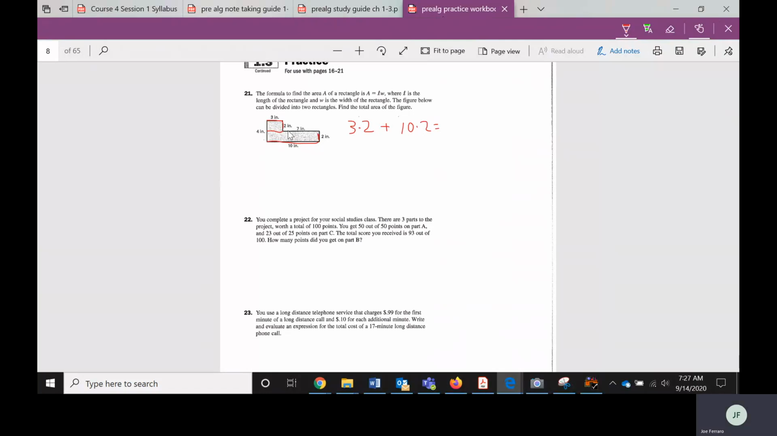Okay. Now you could have set it up where you draw it here, and then your two rectangles would be different. You'd have a 3 by 4, and then you'd have a 7 by 2. When you do the math, they would end up equaling the same thing. Okay. All right, so I think that's it for 1.3.